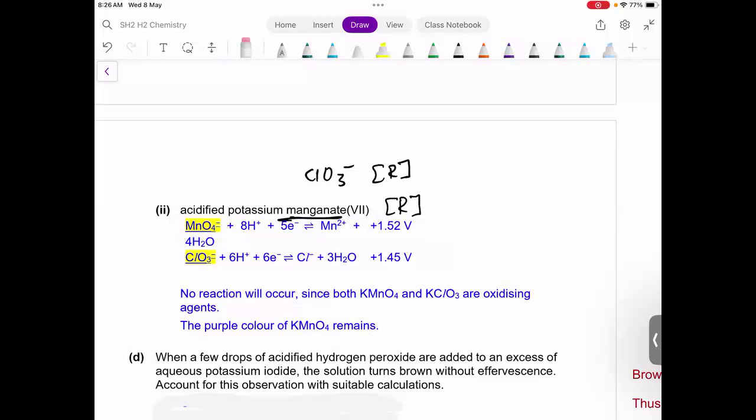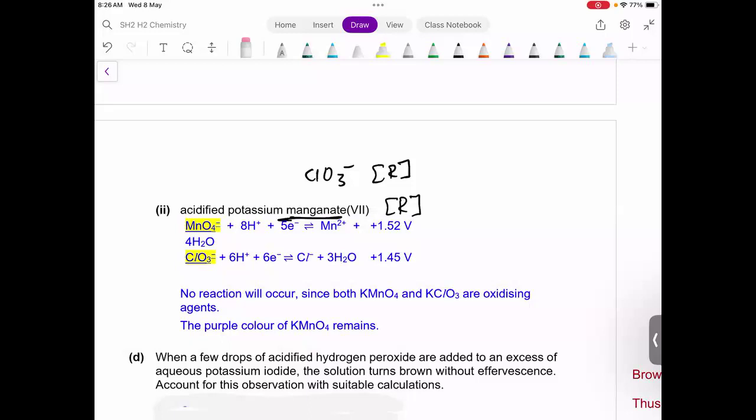No reaction, no change, so the purple color remains. So it's either you say both are oxidizing agents or both only undergo reduction. Just tell me that they are taking part in the same role, so therefore they cannot react.